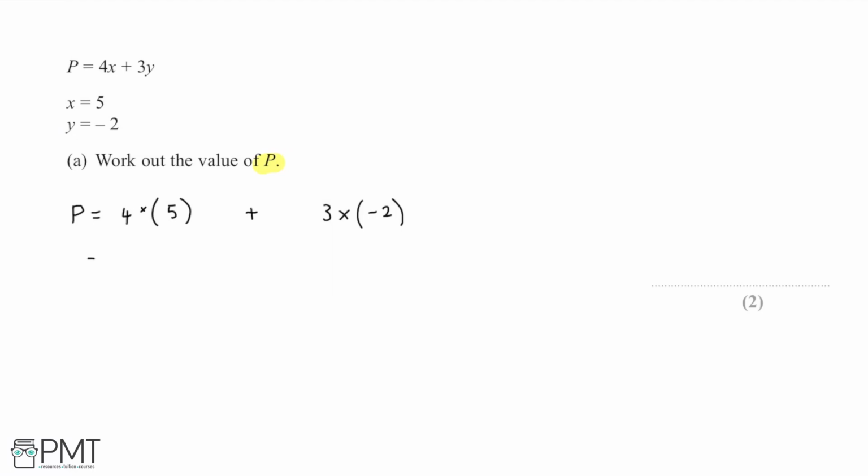But then if we multiply 4 and 5, we're going to get 20. And then we're going to add 20 onto 3 multiplied by minus 2, which is going to get us minus 6. So 20 plus minus 6 is the same as 20 minus 6. So that's going to give us an answer here of 14 for the value of p. And that is going to get us both of the marks here for working out the correct value for p.